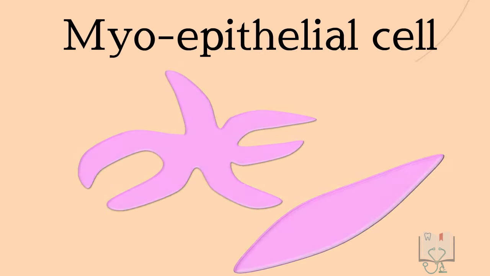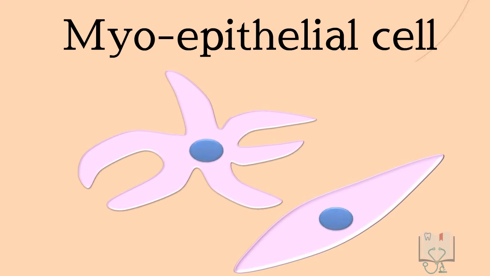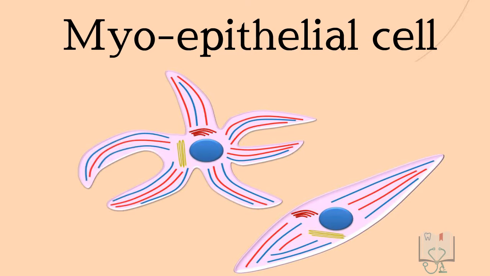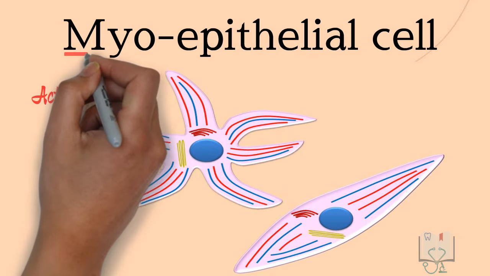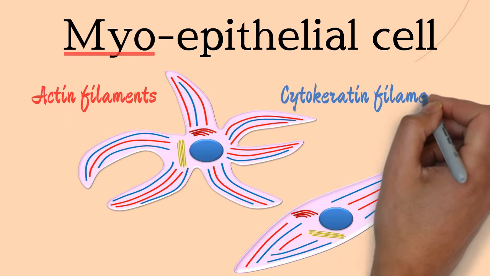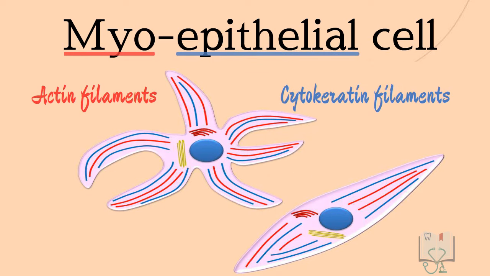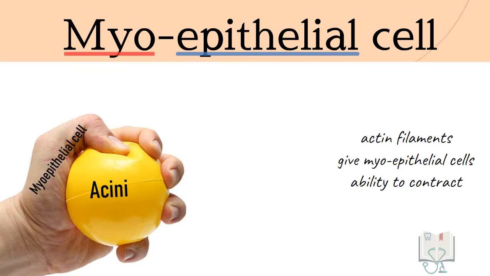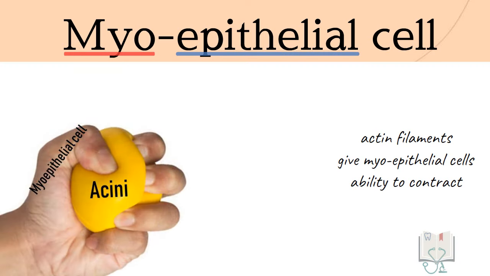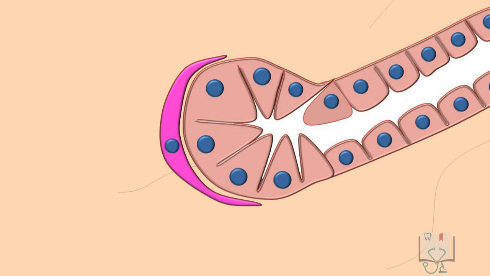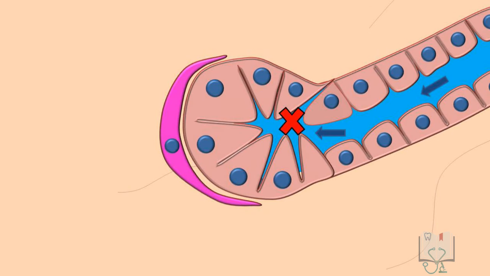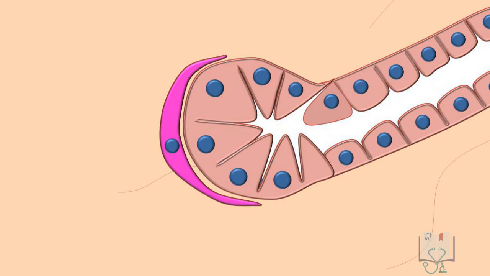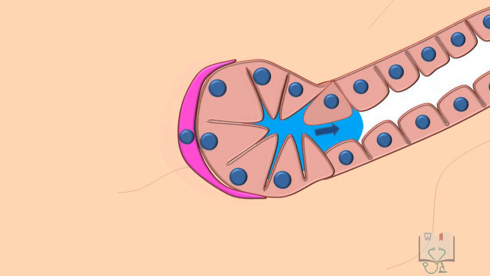If we take a look inside the myoepithelial cells, we see a flattened nucleus surrounded by most of the organelles. The cytoplasm has actin filaments just like smooth muscles and cytokeratin filaments just like epithelial cells. These actin filaments give myoepithelial cells the ability to contract. Myoepithelial cells support the acini and prevent any backflow of saliva, and when required, by their contractile movement, squeeze the secretory acini to increase the outflow of saliva.